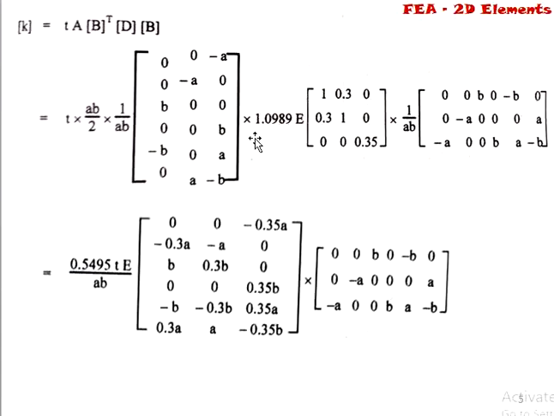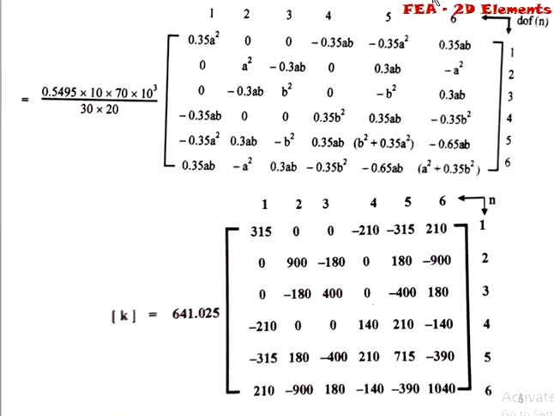The number of columns of the first matrix and the number of rows of the second matrix should be common for multiplication. So this is the basic rule of matrices. So lastly we'll get the value of k as a 6 by 6 matrix, because we have 6 degrees of freedom for 3 nodes in the CST element. So this is the value of k.